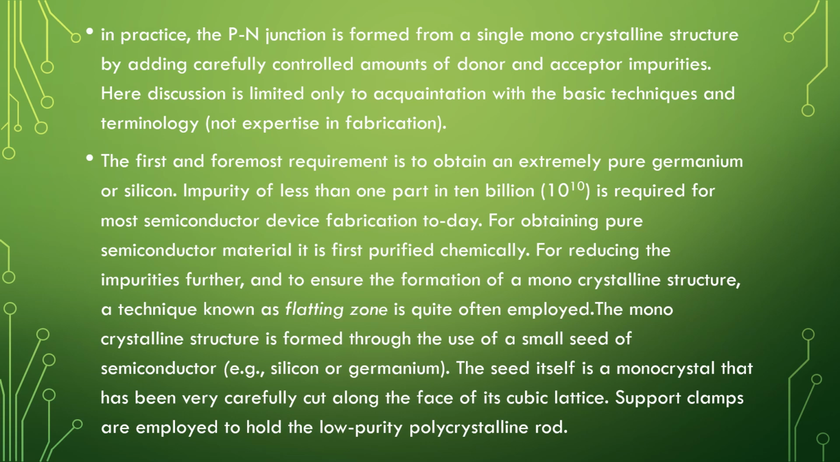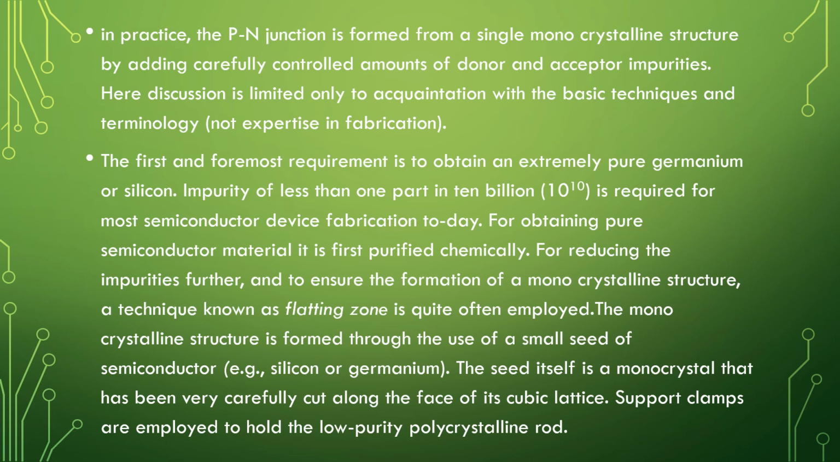For obtaining pure semiconductor material, it is first purified chemically to reduce the impurities further and to ensure the formation of a monocrystalline structure. A technique known as the floating zone is quite often employed. The monocrystalline structure is formed through the use of a small seed of semiconductor, for example silicon or germanium. The seed itself is a monocrystal that has been very carefully cut along the face of its cubic lattice.